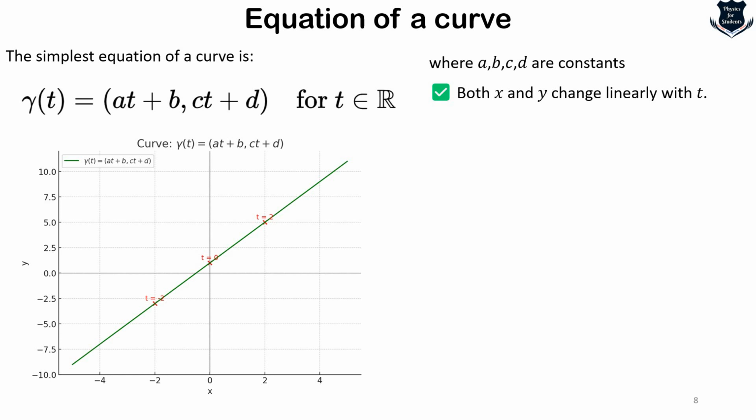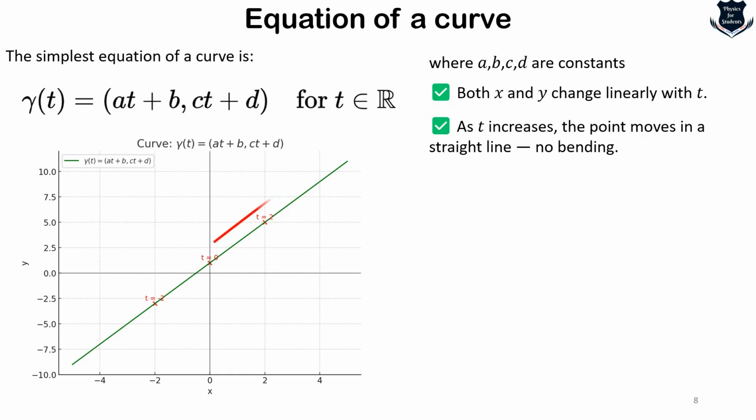So what I would say is that both x and y are changing linearly with t, right? Both x and y. And as t increases, the point moves in a straight line. Obviously, it has no bending. This red arrow shows that it is a straight line with no bending.